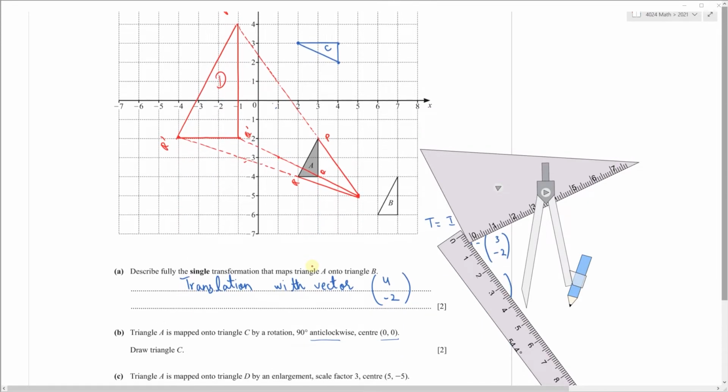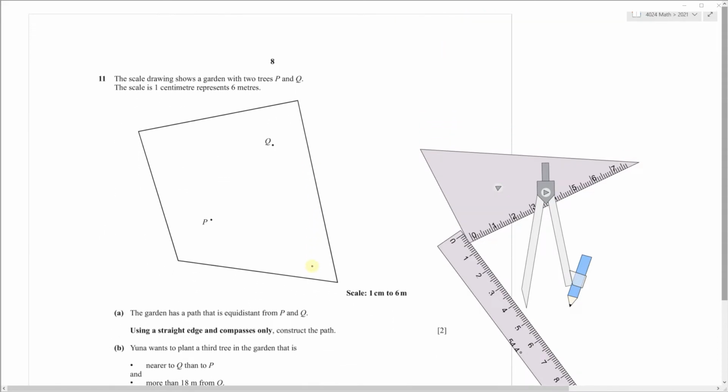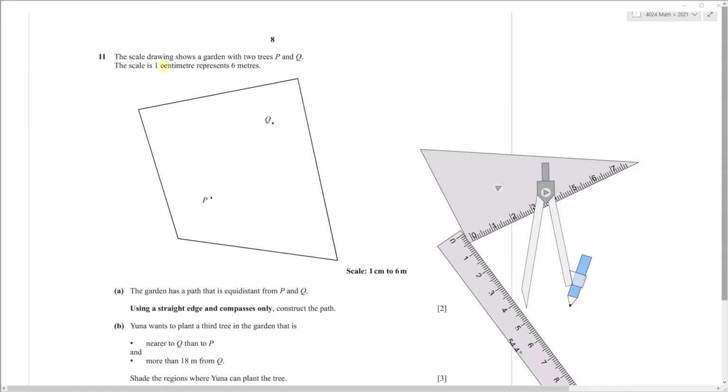All right, let's move on to the next question. Question 11. The scale drawing shows a garden with two trees P and Q. The scale is 1 centimeter representing 6 meters. The garden has a path that is equidistant from P and Q. Using a straight edge and compass only, construct this path.